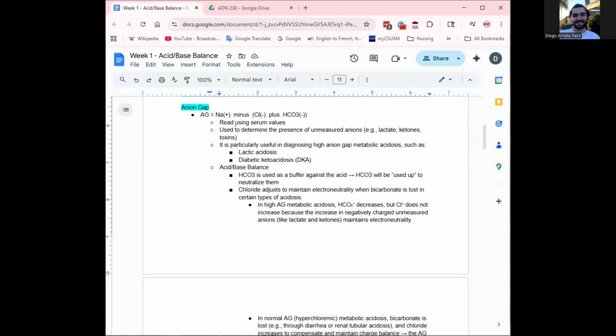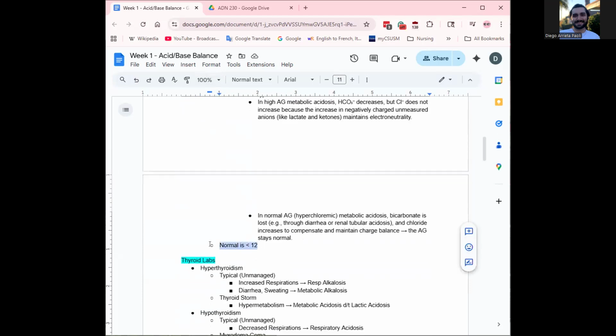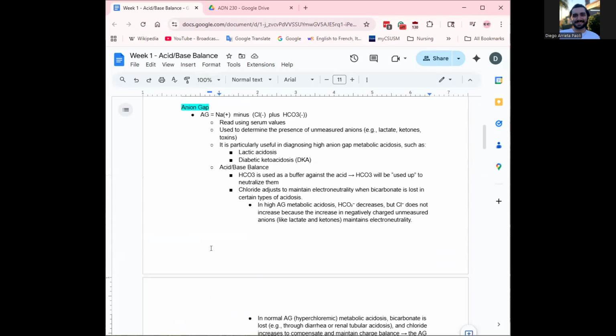And the idea is if you have a bunch of extra acids in your blood, this number will be thrown off, because the extra acids are causing your body to use up your bicarbonate in order to neutralize it. So there will be less to subtract from the sodium, which leads to a number higher than 12, which is when you have that high anion gap acidosis.